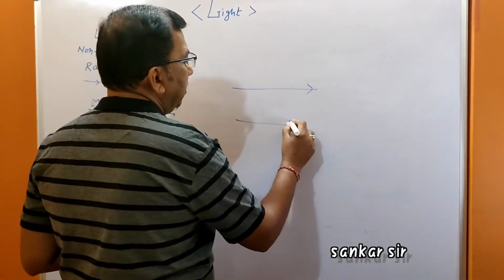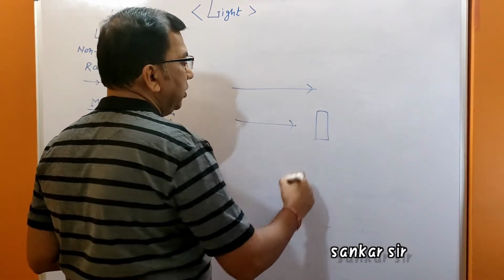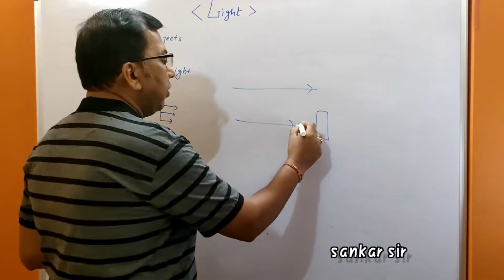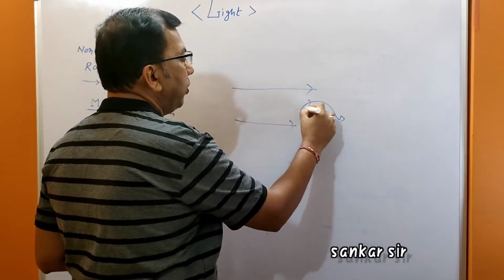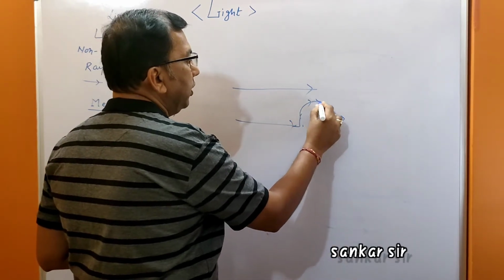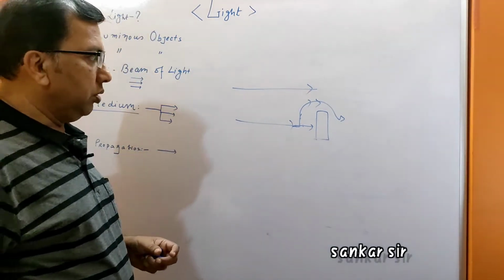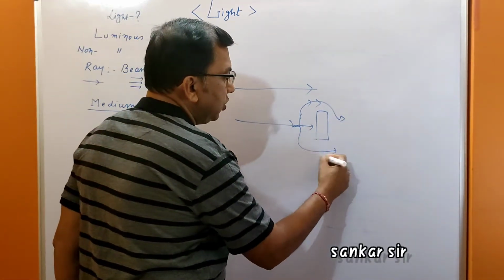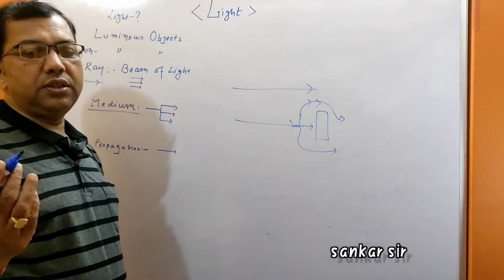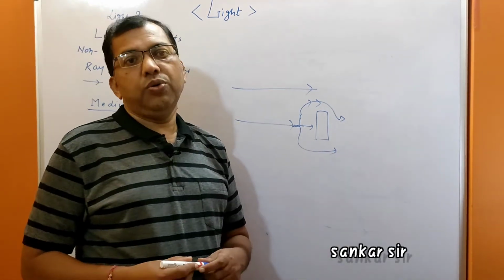Suppose light is going there. If there are any obstacles, opaque mediums, the light cannot go in this way. It will bounce back. It cannot go. So this is not possible.